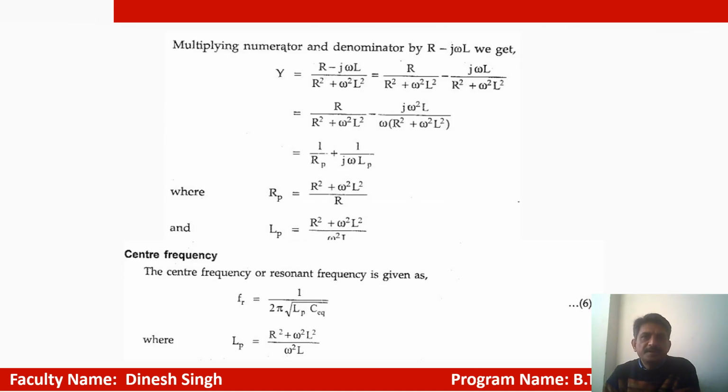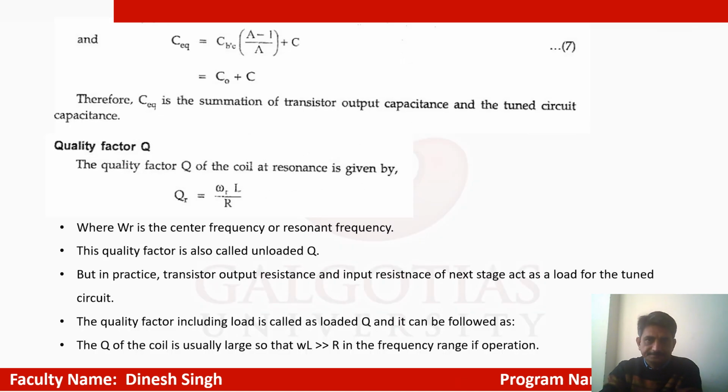So multiplying the numerator and denominator by the complex conjugate, we get R upon R square plus omega square L square, minus j omega L upon R square plus omega square L square. So simplifying it, we get R_p is equal to R square plus omega square L square upon R, and L_p is equal to R square plus omega square L square upon omega square L. So the center frequency or resonant frequency is given by f_r is 1 upon 2 pi root L_p into C equivalent, where L_p is this value, that is R square plus omega square L square upon omega square L.